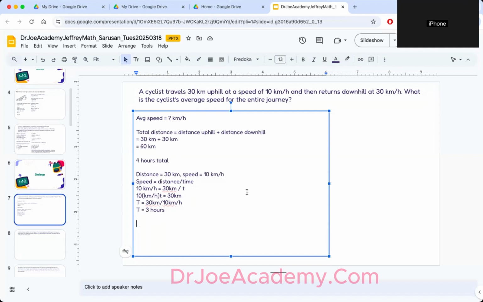Traveling the same distance, I guess, at 30 kilometers per hour. Yeah, so you can just repeat that same step. Repeat the above steps using speed of 30 kilometers per hour to find time of 1 hour. So total time is 4 hours. Then we do 60 kilometers divided by 4 hours equals our final value of 15 kilometers per hour.